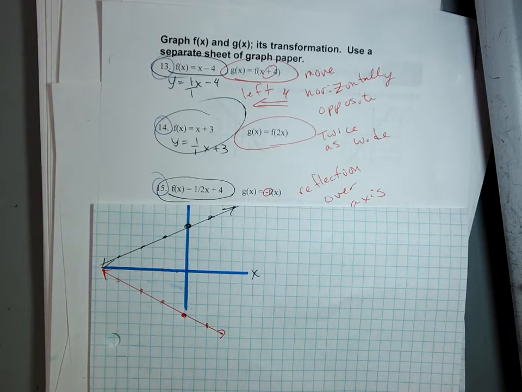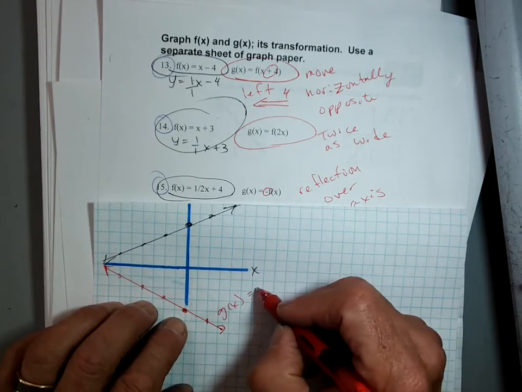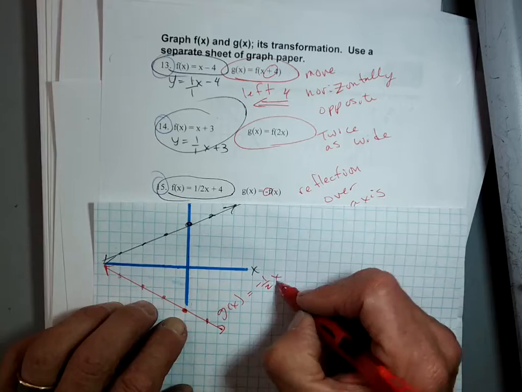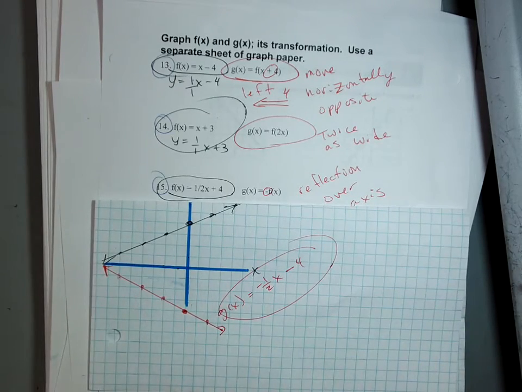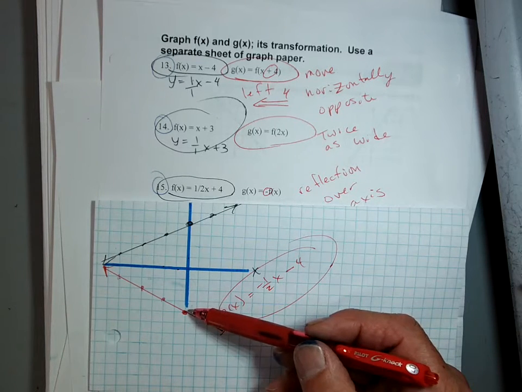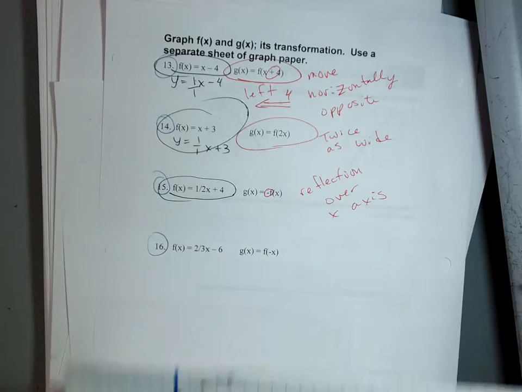Now the equation of this, g of x, looks like I'm going down 1 over 2, or negative 1/2 x minus 4. There's the equation of my new line. It starts at negative 4 and has a slope of down 1 over 2. That's why it's a negative 1/2 x, okay? Thumbs up? Am I doing okay? All right, 16, just about done.